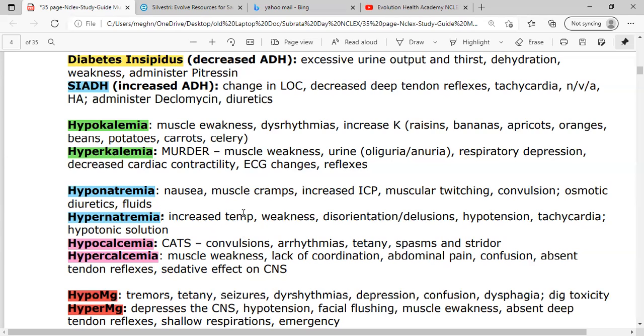Increased temperature, weakness, disorientation or delusion, hypotension, tachycardia, increased heart rate. Also, hypotonic solution is the choice of fluid.